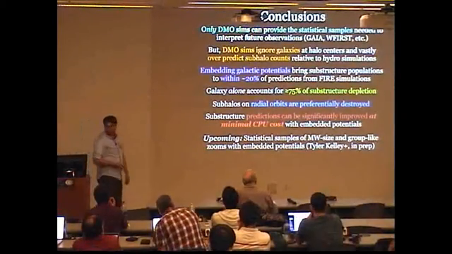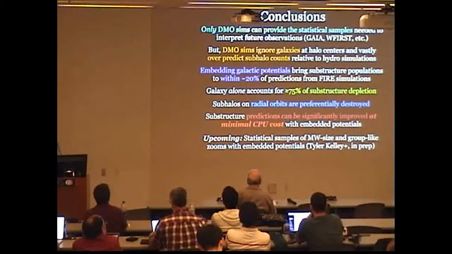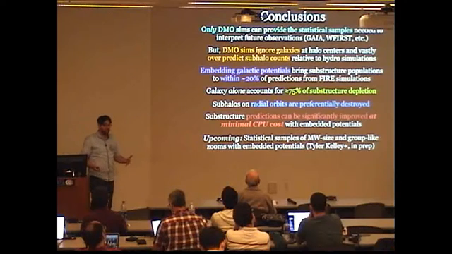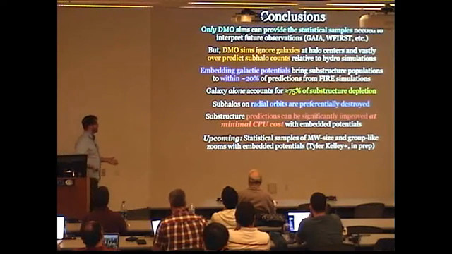Okay, so I think I have time to actually read my conclusions. I want to emphasize that only dark matter-only simulations can provide the statistical samples that we need to really interpret the future observations that we have coming online with things like Gaia and WFIRST. But we know that dark matter-only simulations are just flat wrong, right? They don't include the central galaxy.